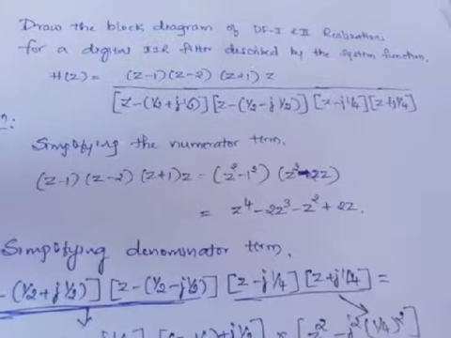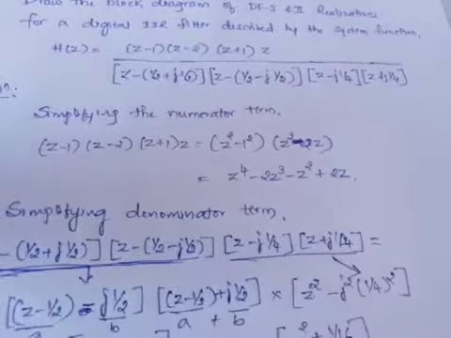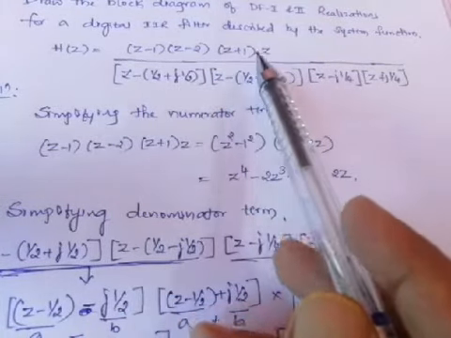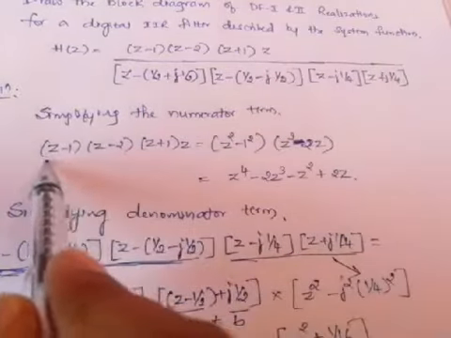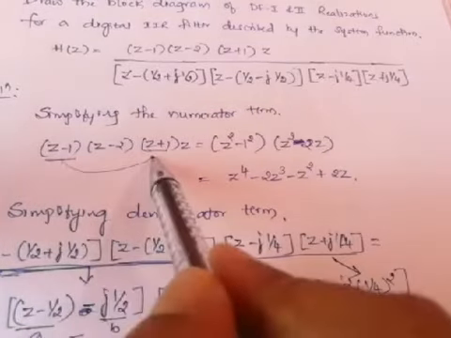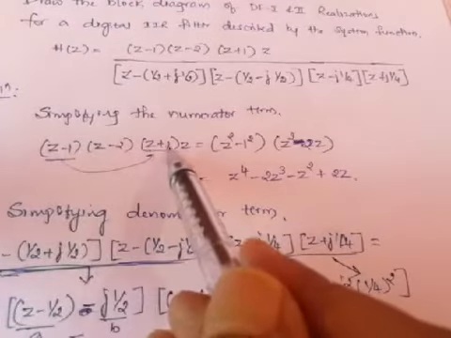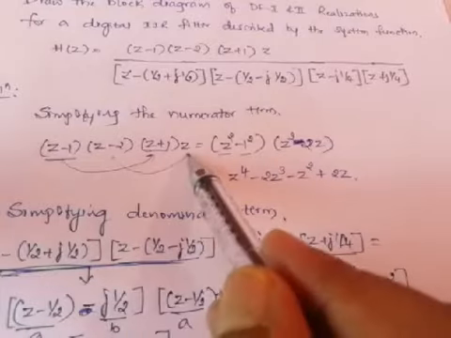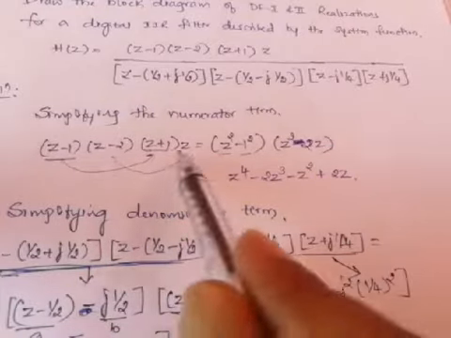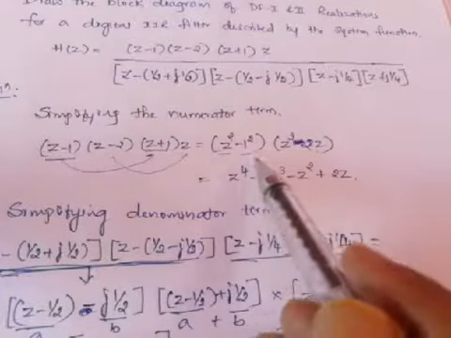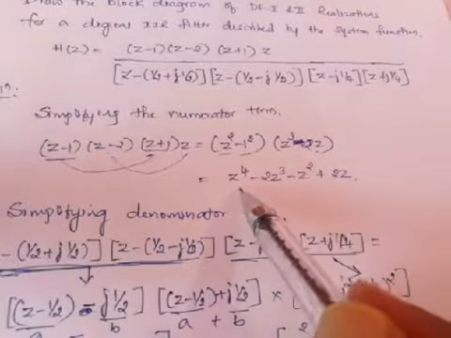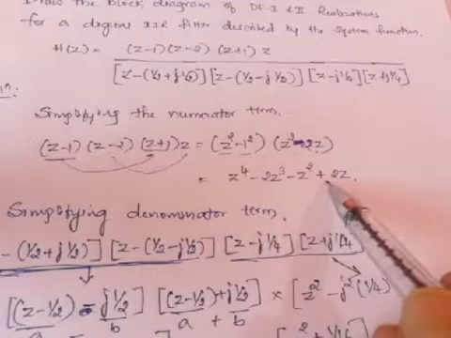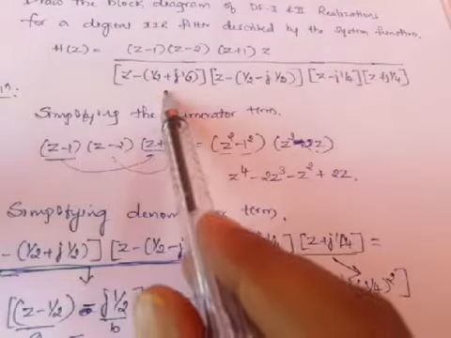First, let us simplify the numerator term, that is (z minus 1) into (z minus 2), (z plus 1) into z. Observe here, z minus 1 and z plus 1, these two we have to simplify. (a minus b) into (a plus b) we can write as a square minus b square. Then multiplying these, we get z square minus 2z. Further simplification, multiplying these two things, we get z to the power 4 minus 2z cube minus z square plus 2z.